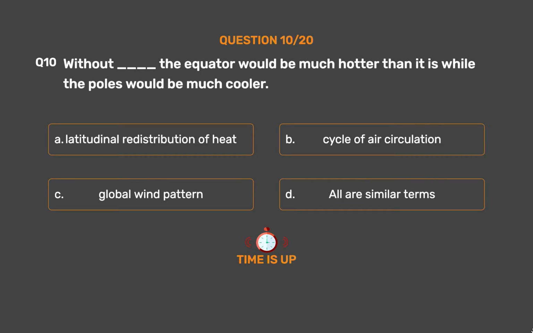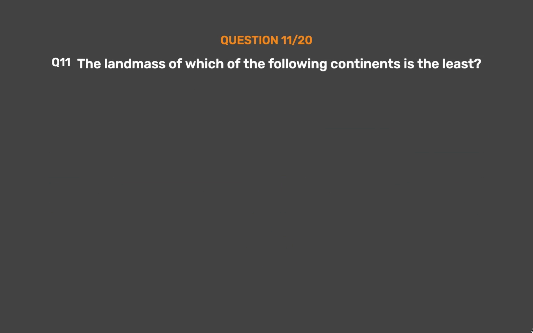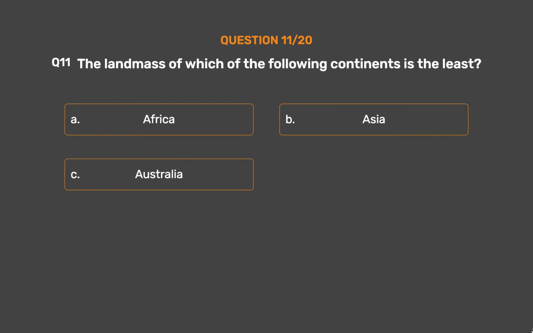The correct answer is option D, all are similar terms. Question number 11. The landmass of which of the following continents is the least? Option A, Africa. Option B, Asia. Option C, Australia. Option D, Europe. The correct answer is option C, Australia.